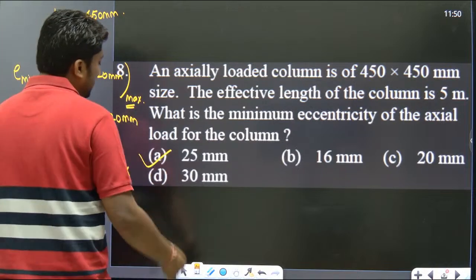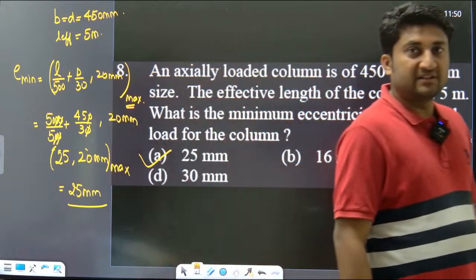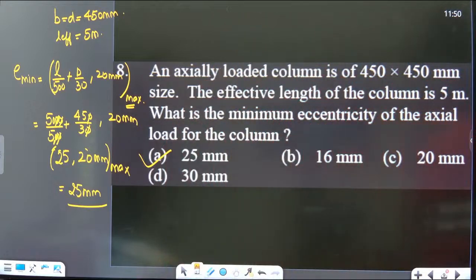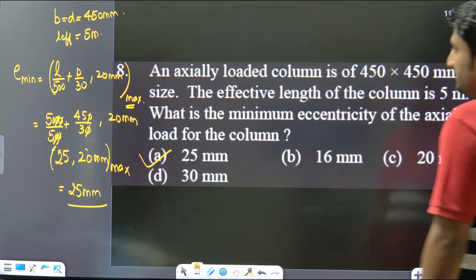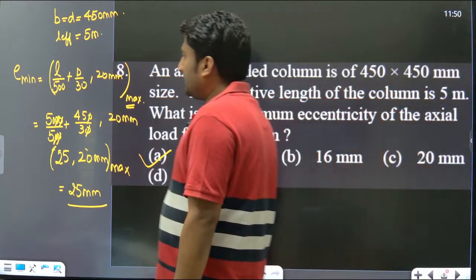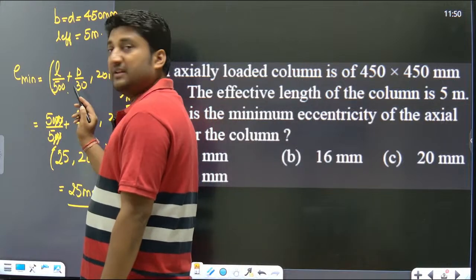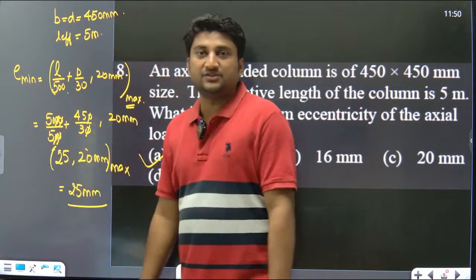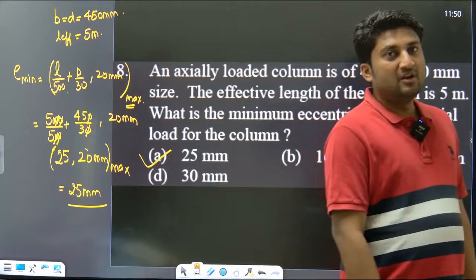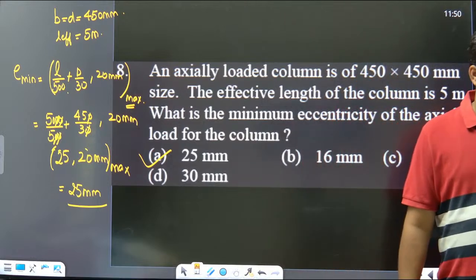So option A is the correct answer. Understood everyone? So the answer will be 25. Of these two values, from here you will get 25 and from here you will get 20, so the correct answer will be 25. Please remember this, the maximum value is to be taken.